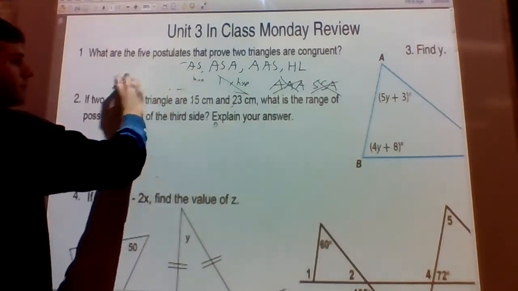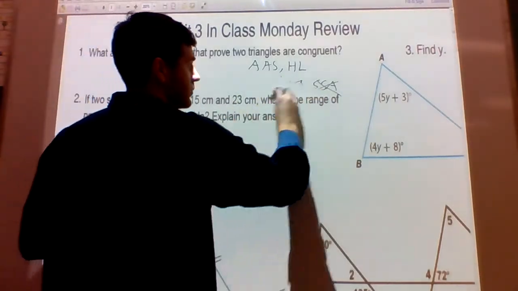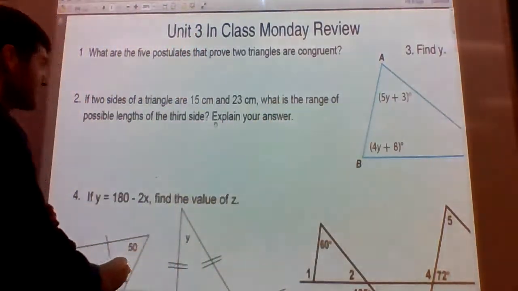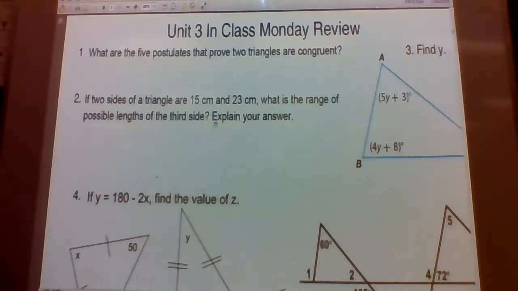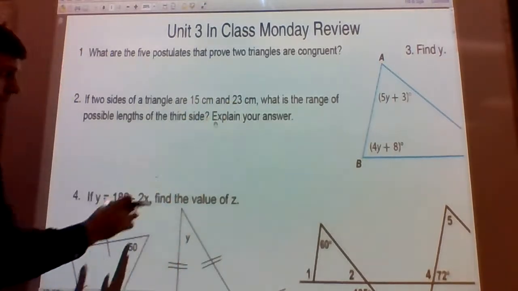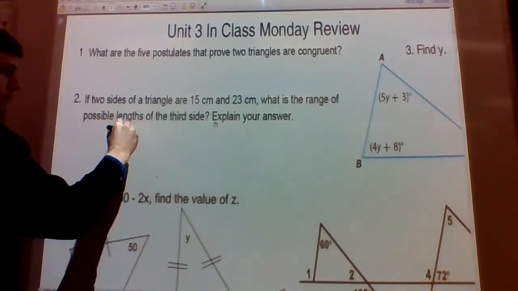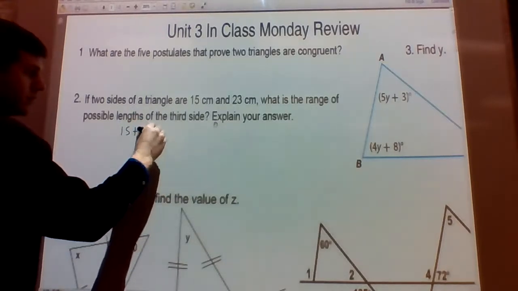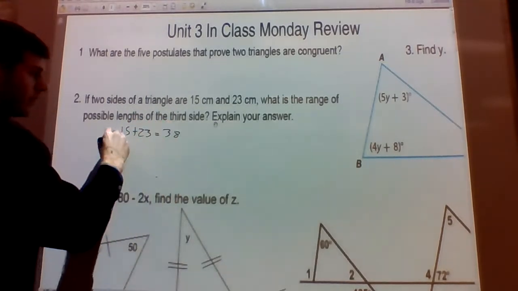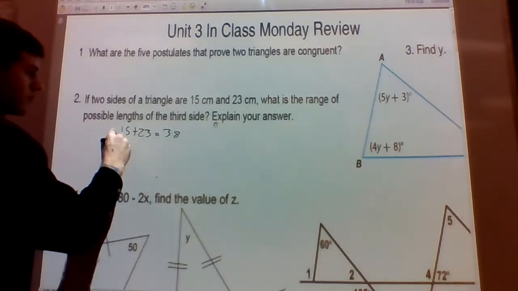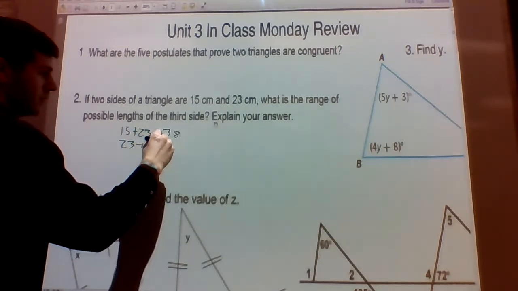Number 2, if 2 sides of a triangle are 15 centimeters and 23 centimeters, what is the range of possible lengths of the third side? Explain your answer. So by the Triangle Inequality theorem, we know that 2 sides of a triangle have to be longer than the third side. So the simplest way to go about this is we want to add and subtract these 2 numbers. We know 15 plus 23 is going to equal 38. We know the absolute value of the difference, so 23 minus 15 is going to be 8.